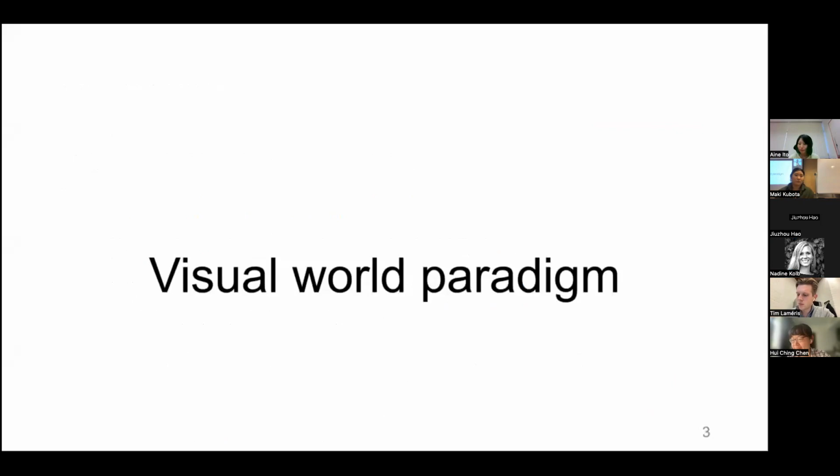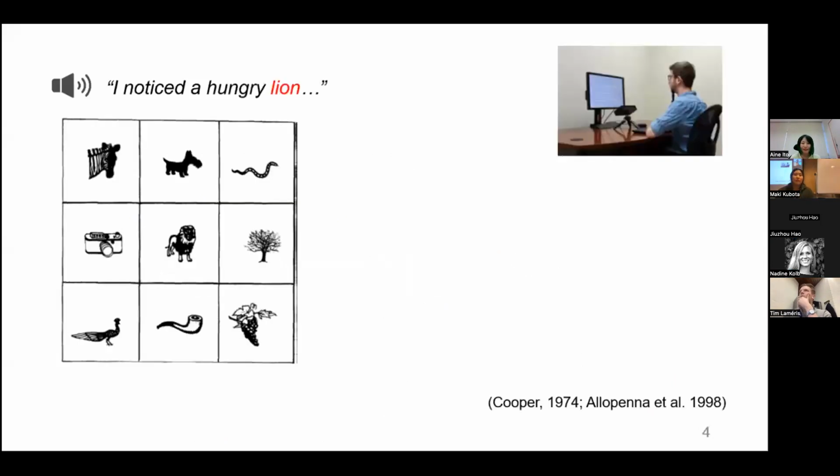Okay, so the visual world paradigm. As all of you probably know, in the visual world paradigm, participants look at some objects on the screen and listen to sentences, like "I noticed a hungry lion." You can see the lion depicted here. When participants hear the target word, in this case lion, they will quickly look at the object that's mentioned.